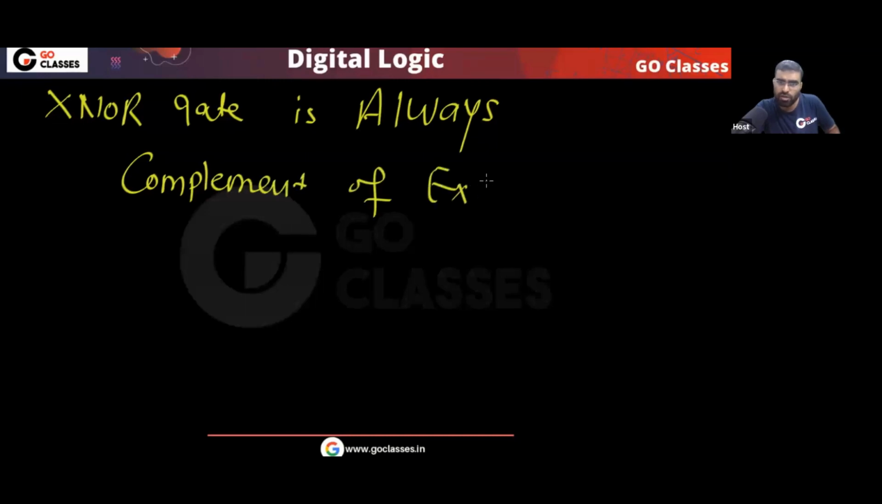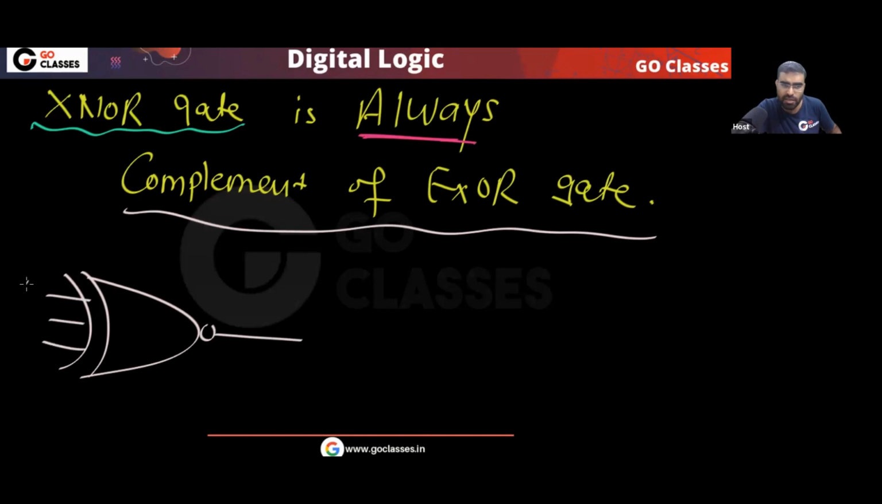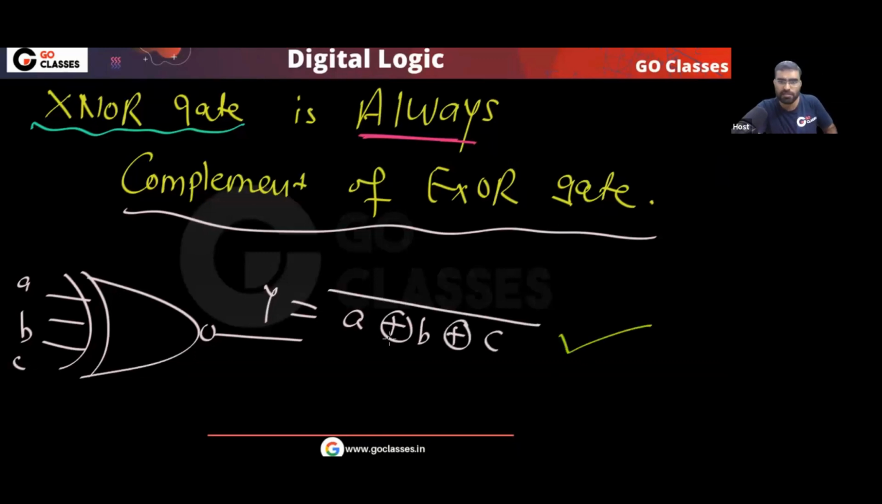Complement of XOR gate. Is this clear? XNOR gate is always complement of XOR gate. If you have an XNOR gate, 3 input XNOR gate or whatever input XNOR gate you take, remember, this is always the complement of XOR gate. Is this clear? So remember this point: XNOR gate is always complement of XOR gate.